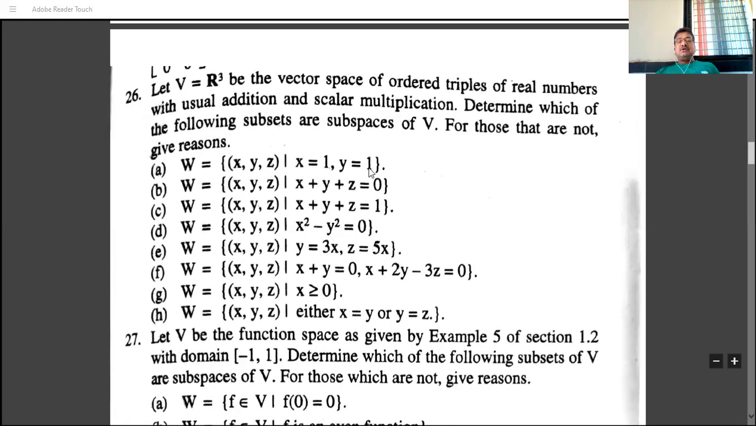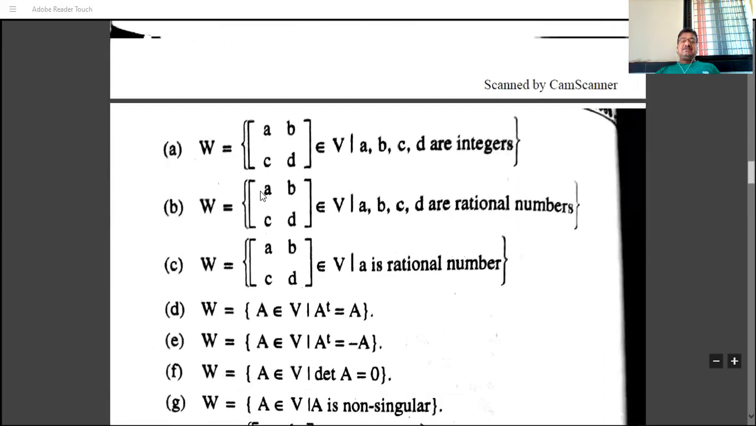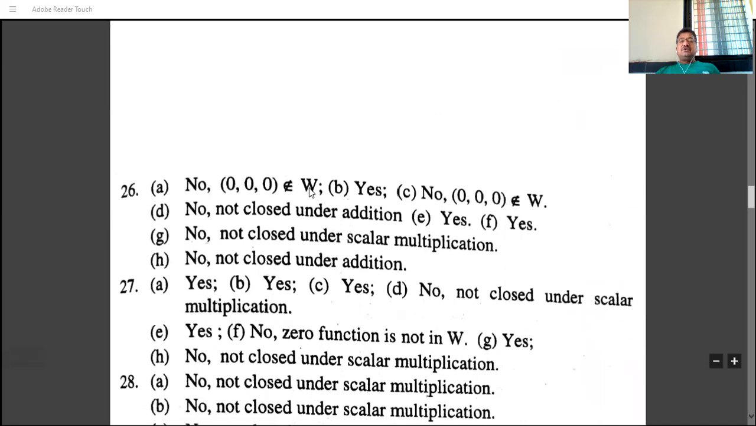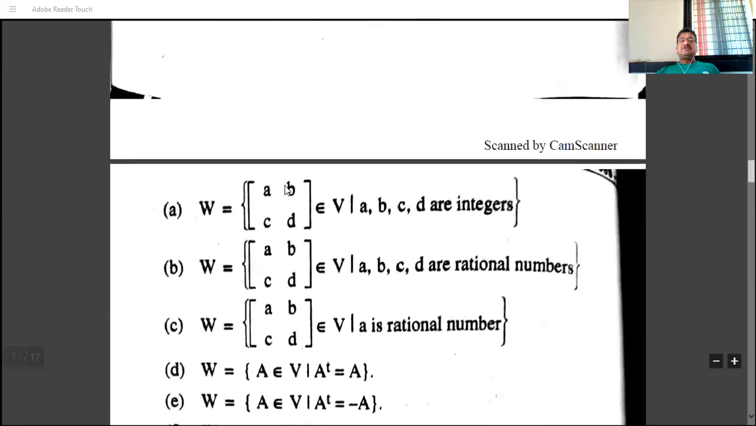Also, we can show that it is not closed for scalar multiplication. That is, if you take scalar k as 2, and an element of this W as (1,1,5), then 2 into (1,1,5), that is k into u bar, is (2,2,10), and it is not an element of W. This is the second method to give the answer that W is not a subspace. Or we can give just a one-sentence answer: this 0 bar vector (0,0,0) does not belong to W, and therefore W is not a subspace.